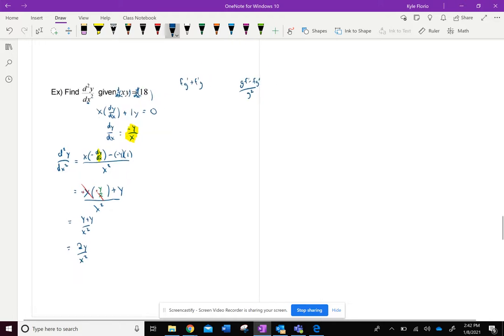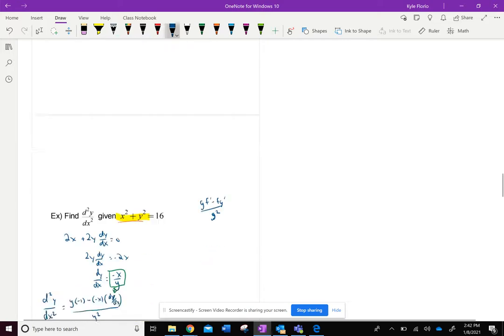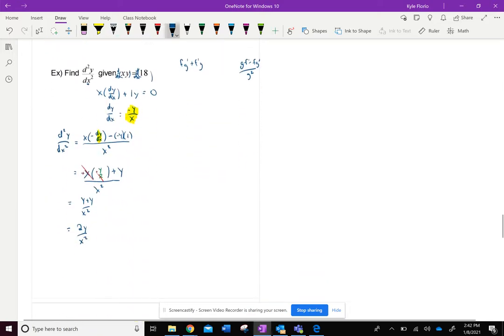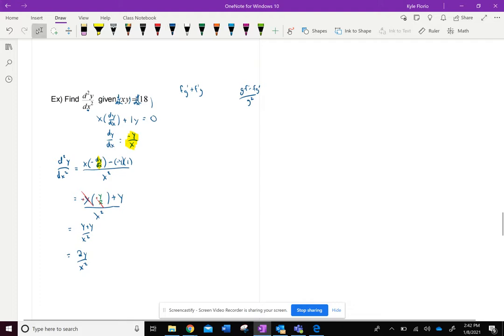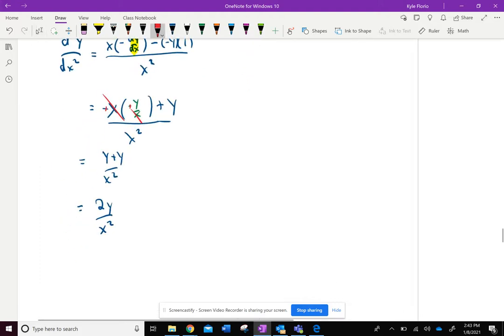And now I need to do that second substitution step. Find and substitute using the original equation. So the original equation is x times y. I don't see an x times y, but what I can do is multiply the top and bottom by x. So on the top, I'm going to have 2y times x is 2xy, and x squared times x is x cubed.